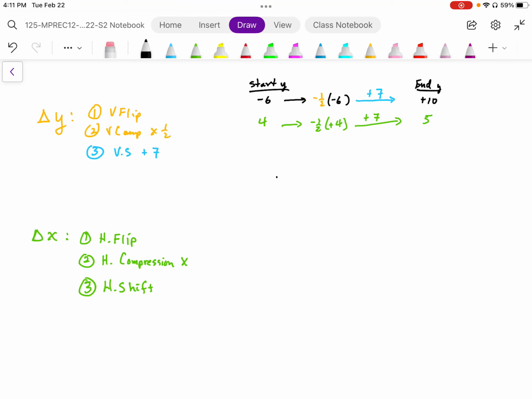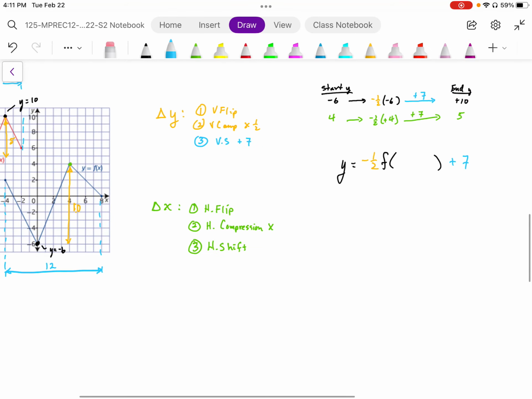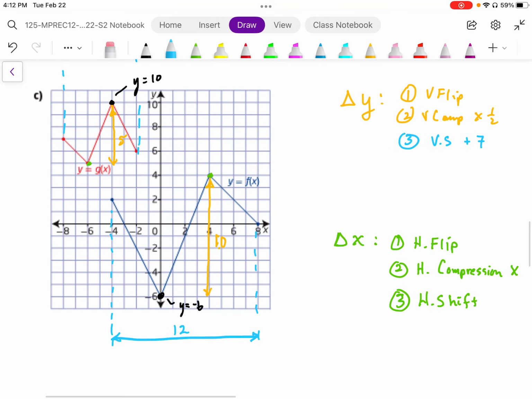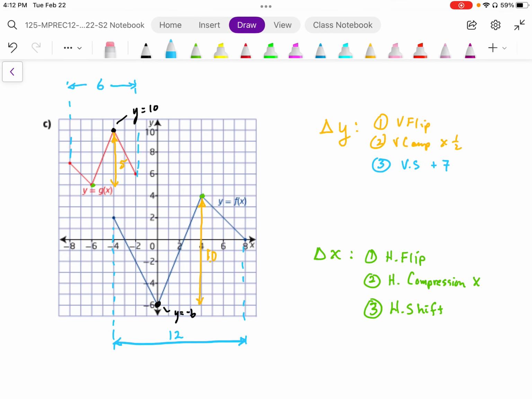So I'm going to write that in: y equals f bracket, times by negative 1/2, and then plus 7 to get it into the right spot. So then I just have to work on the horizontal. Looking at the horizontal, what's happening? Well, there's a horizontal flip going on here. Again, this is hard to see because there's lots going on, but there's definitely a horizontal flip. And there's a compression. It starts 12 wide, ends up 6 wide. So it's definitely a horizontal compression by 1/2.